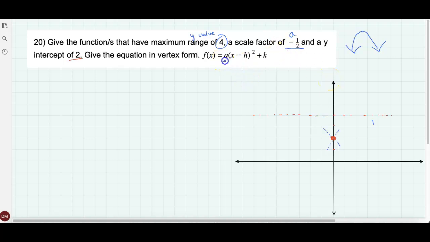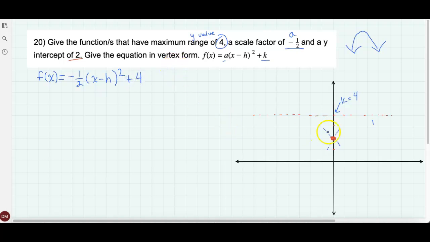So we know what A is. Well, we know what K is too, right? Because K is right here. K is equal to 4. Let me write out what we know for sure. So f of x is equal to -1, that's our scale factor A, times, I don't know what h is. I could probably figure it out without using algebra, just by using symmetry and the step method. x minus h squared plus 4.